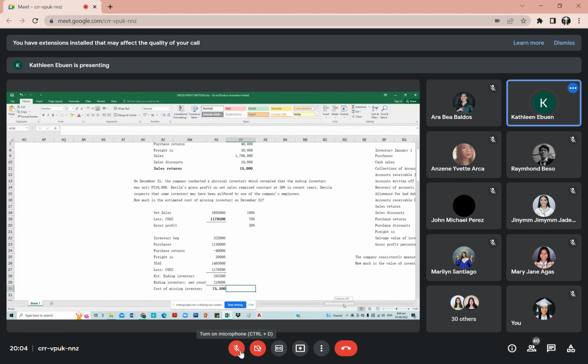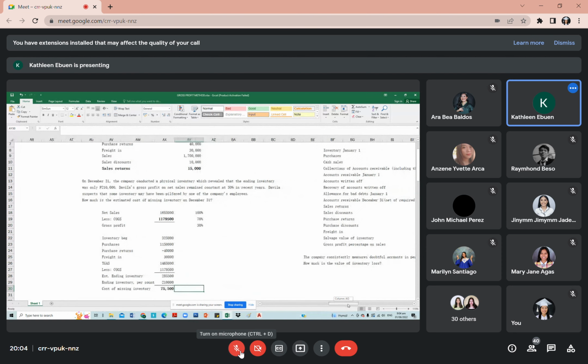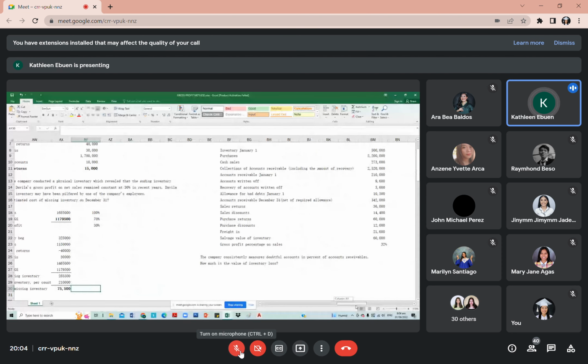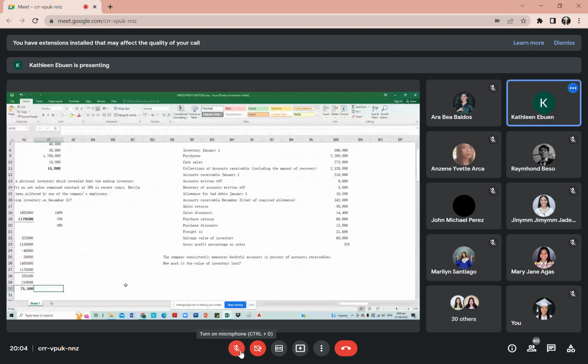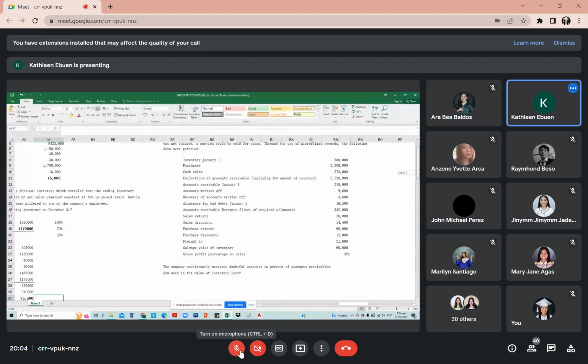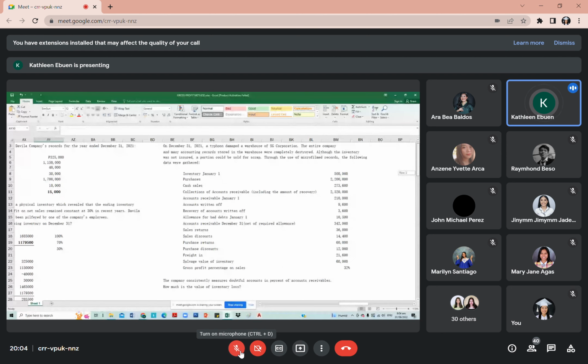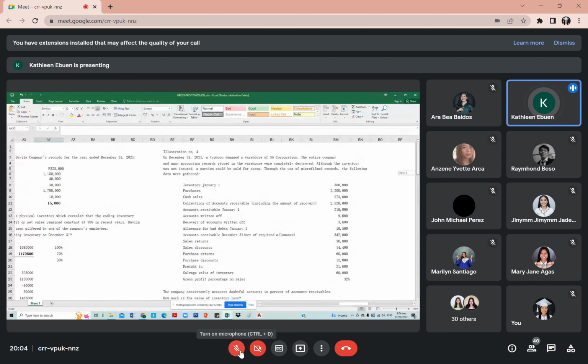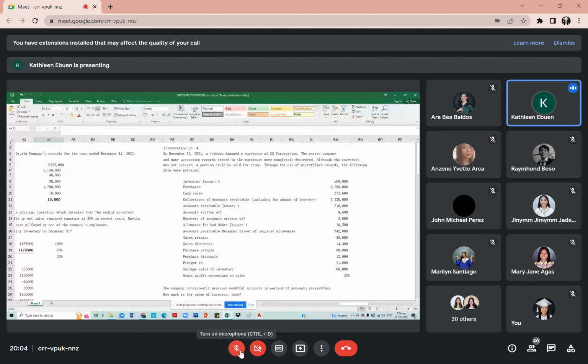$75,000. Okay, so dito tayo, class, sa mahabang problem. So kung napansin nyo, meron ng accounts receivable. So malamang hindi given si sales.